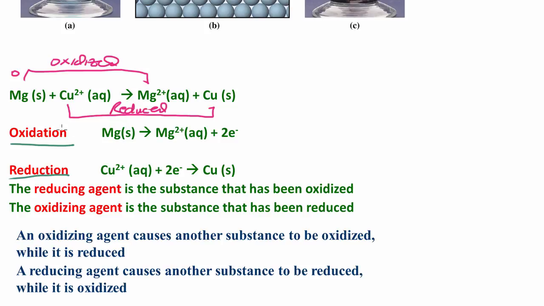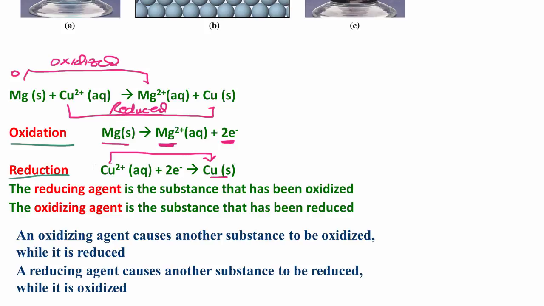The oxidation reaction is the magnesium solid to magnesium ion. And we put the 2 electrons here to balance that charge, on both sides. Both sides of the equation, the charge must be balanced. So the reduction reaction then is the copper ion, and that goes to copper solid. So the copper ion is reduced to copper solid.